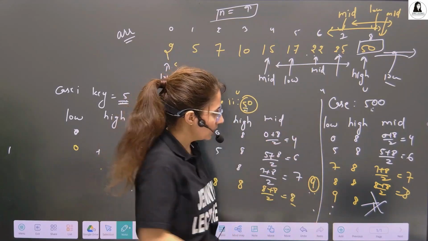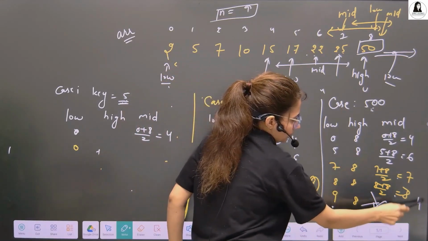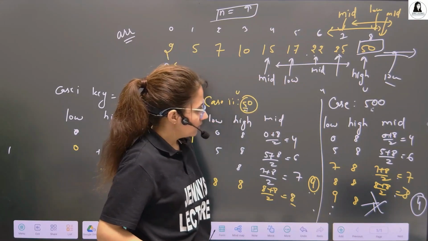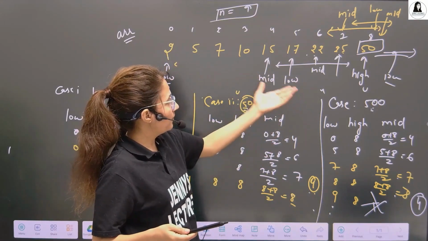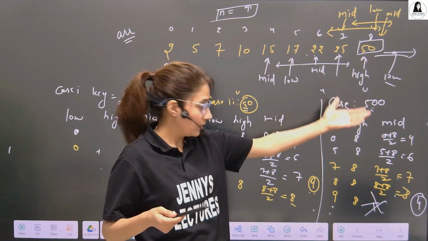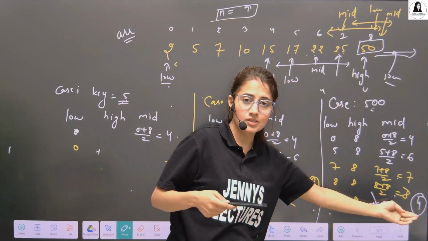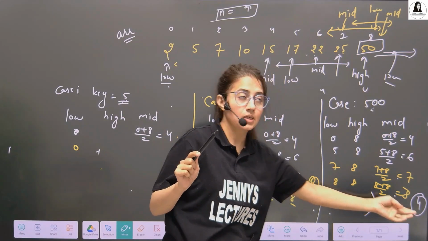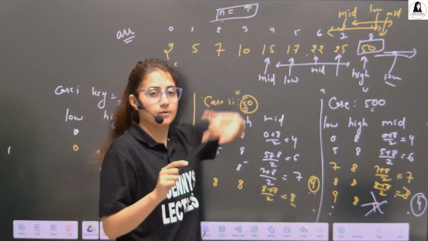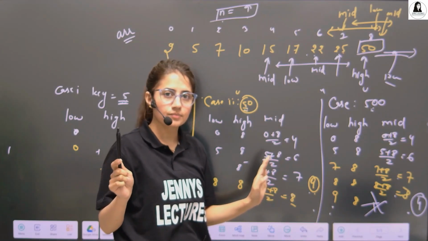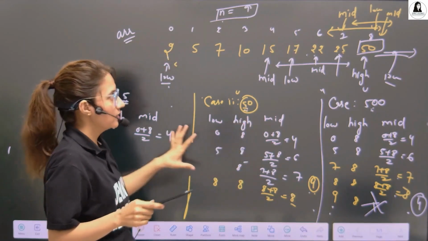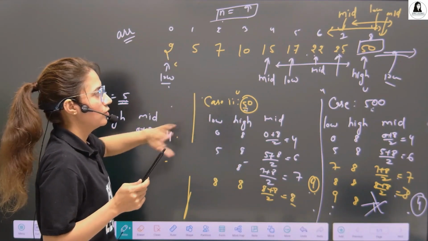Now how many comparisons are there? 1, 2, 3, 4, because we haven't compared here. So this is the worst case, meaning the element is not there. You got this answer within 4 comparisons, and n is 9. You got it? So there can be 2, 3 cases. This is how binary search works. So I hope you got this.